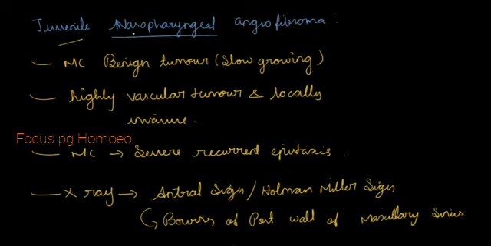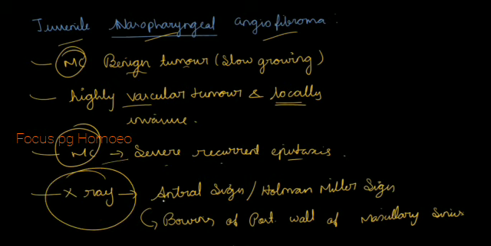So here in case of juvenile nasopharyngeal angiofibroma, the most common is benign tumor, slow growing, and it is a highly vascular tumor and locally invasive. And most common is severe recurrent epistaxis will be there, the initial symptom. And in case of X-ray, we will get antral sign or Holman-Miller sign, where there will be bowing of posterior wall of maxillary sinus.